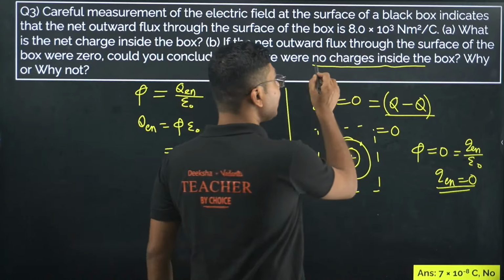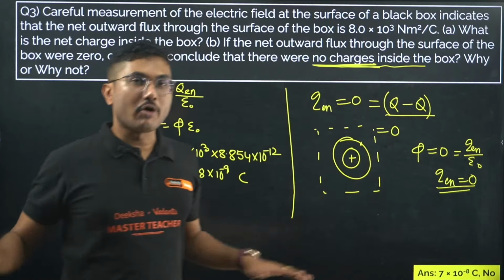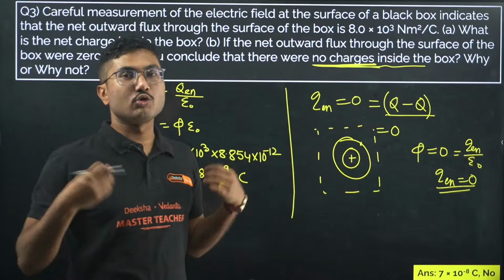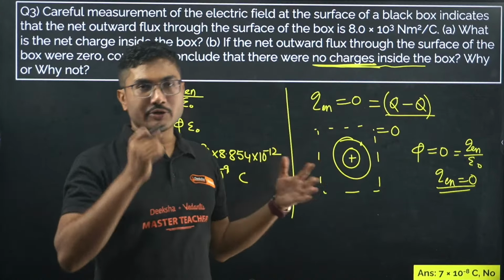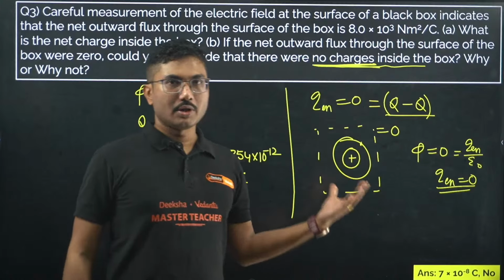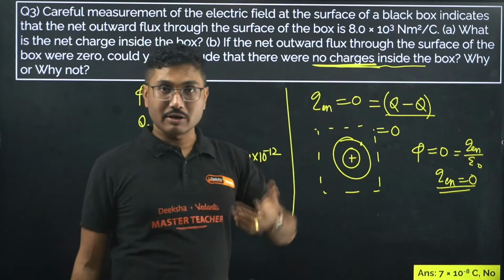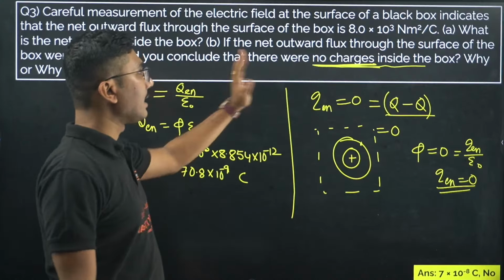But here it is mentioned no charges. No charges means devoid of all the charges, no charged particle is present, no electron, no proton is present. That we cannot say for sure. Equal amounts of proton and electron can be present inside the box, but no charge present, we cannot say that. So we cannot conclude that there are no charges present.